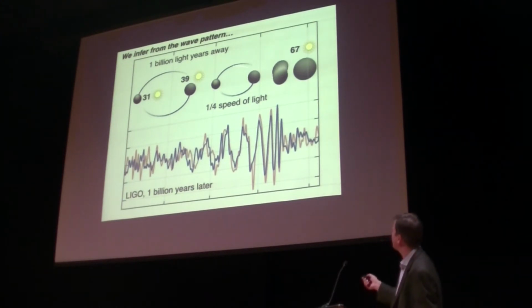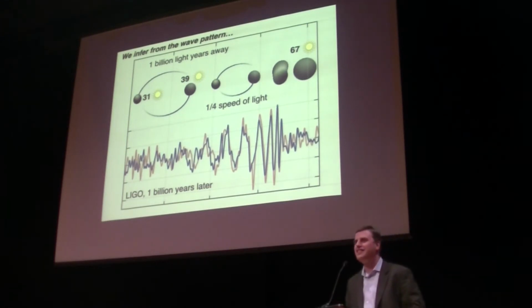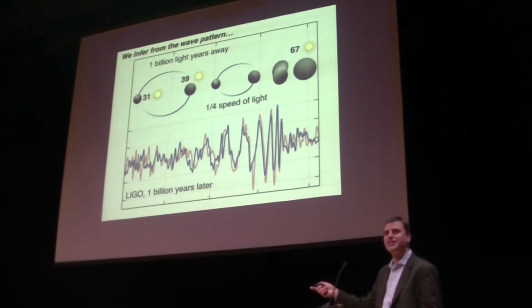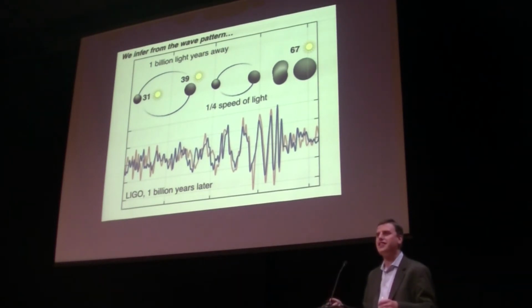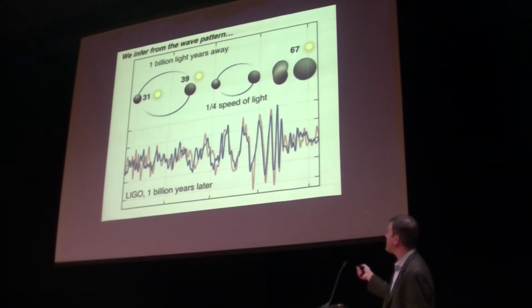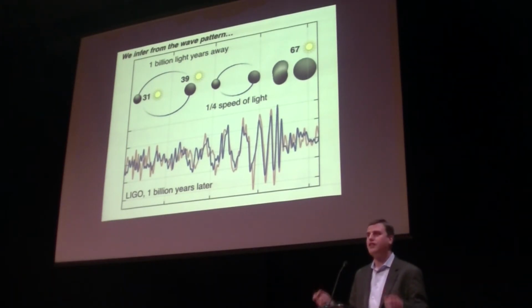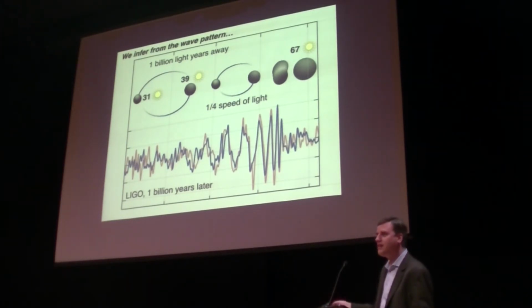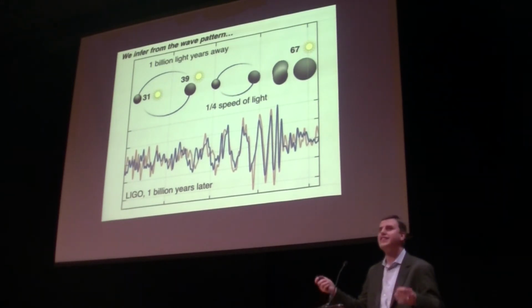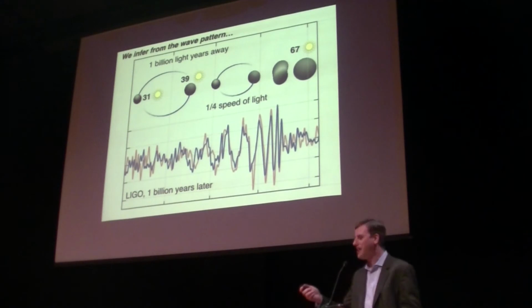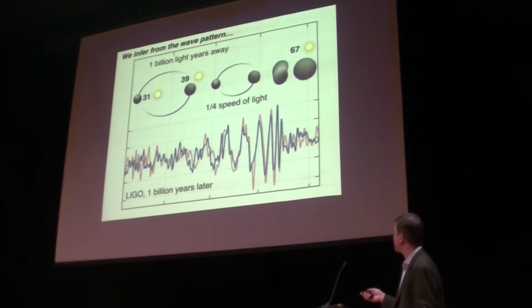Now, if you look at these numbers here, 31 plus 39, they don't quite add up. The Limerick generating station takes a couple pounds of mass and destroys it every year and turns it into energy. In a fraction of a second, this took 3 suns worth of mass and converted it all into energy. This is by far the most powerful explosion we've ever observed, and yet it's invisible. We can only sense it because of this new sense of gravitational waves.